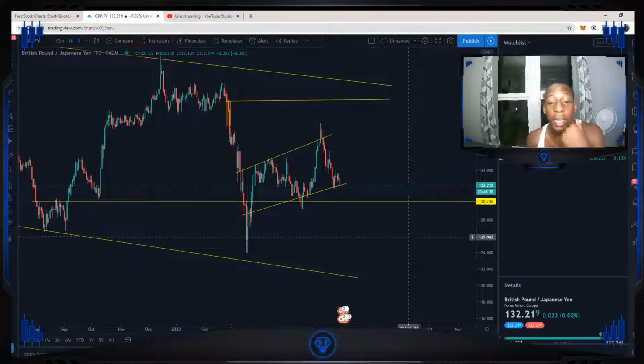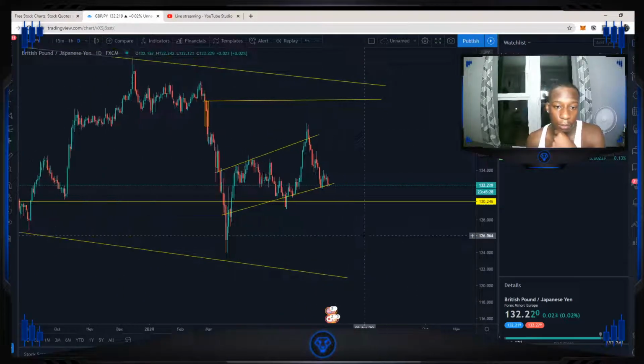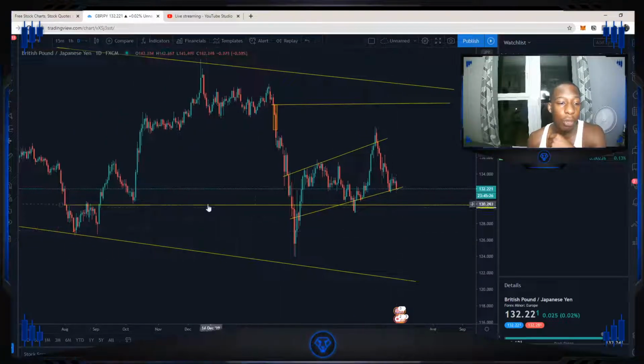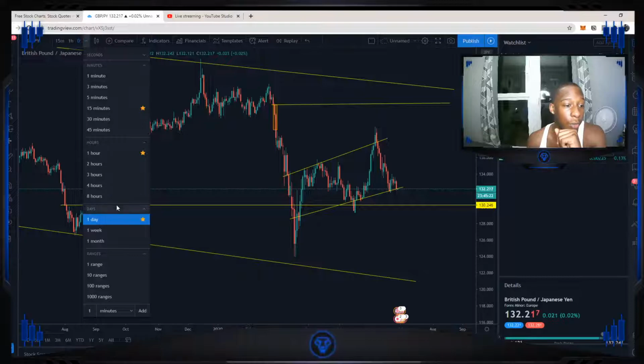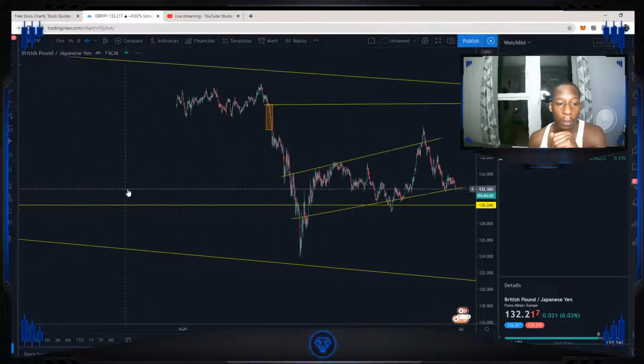Alright, so from daily, I'm going to say longs. Because we got support here, and we got this little channel that's forming, but let's go to the 4 hours so you get a better indication.